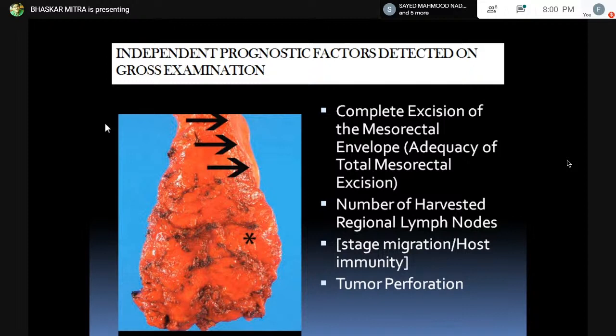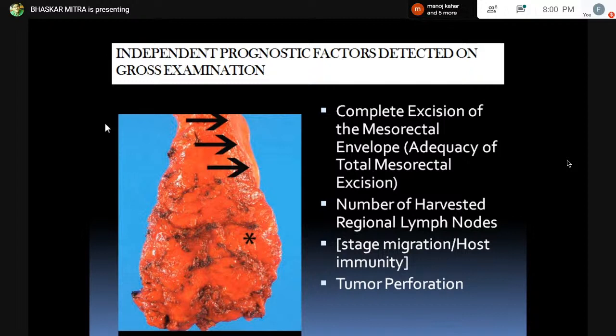Second is the host immunity. If we get more uninvolved nodes, suppose we get 5 positive lymph nodes out of 10, versus 5 lymph nodes out of 30, there the number of non-involved lymph nodes is more. So that signifies the increased host immunity against those tumors. So that is also important. So the number of lymph nodes harvested is an important prognostic indicator. Particularly now we are studying more on the T3N0 cases, where the lymph nodes are there but not involved. We commonly encounter these cases.